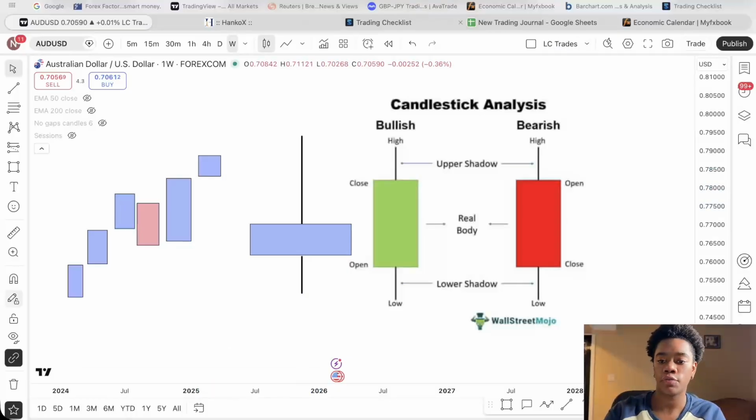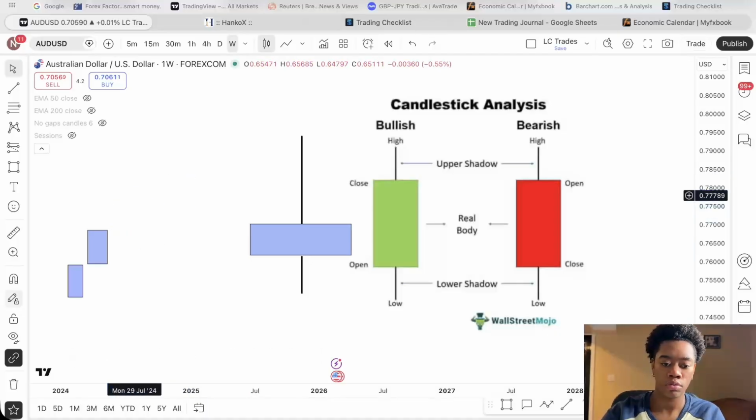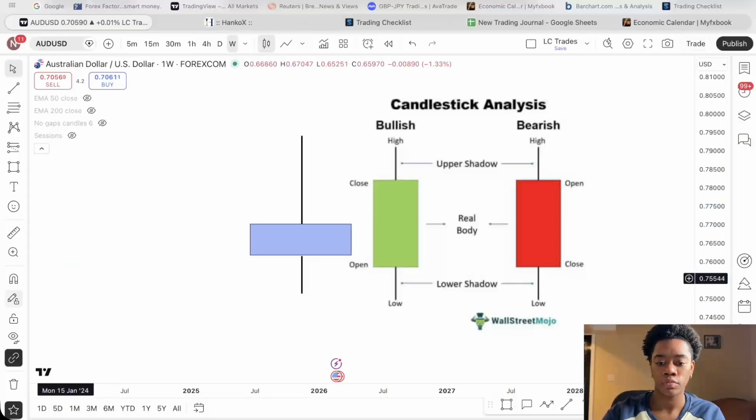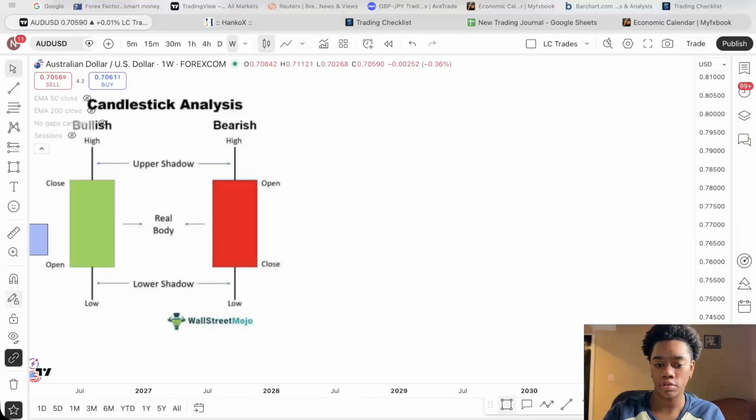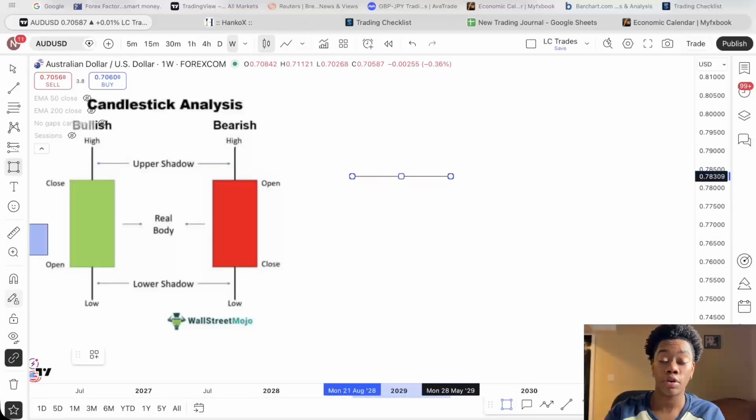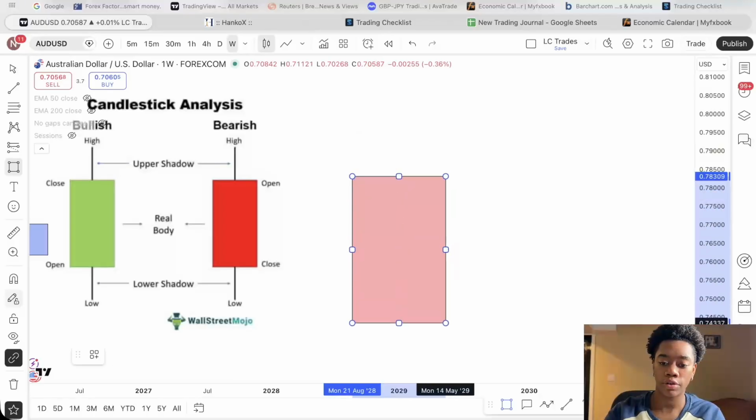Now, vice versa for the sellers, right? It's going to look the exact same way, except now that you've got the concept, I'm not really going to sit here and draw it out anymore. So you'll have a moment where price opens like this. The buyers start to push it up. The sellers say, nah, we're going to take control, we're not having that. Comes all the way down here.